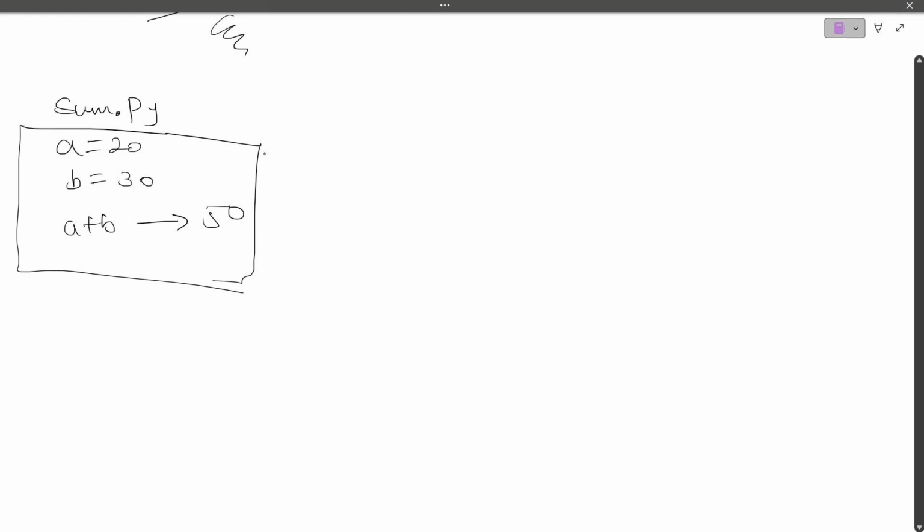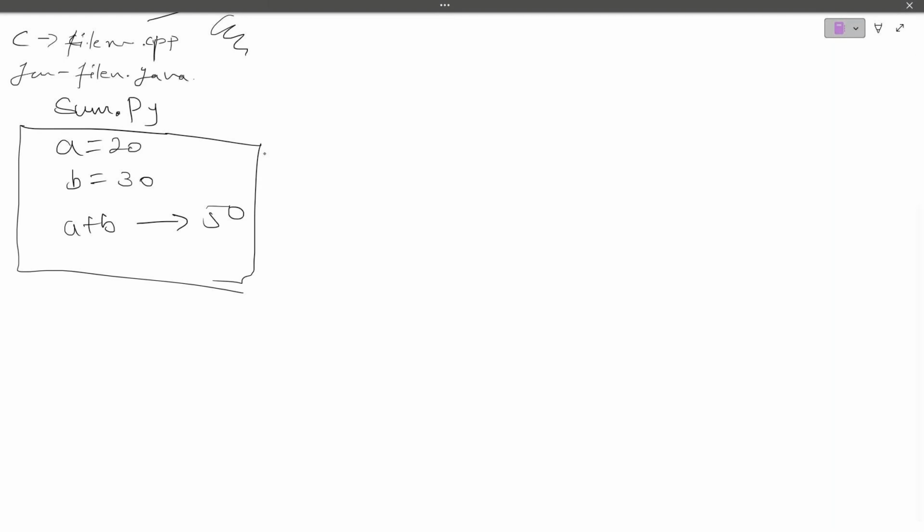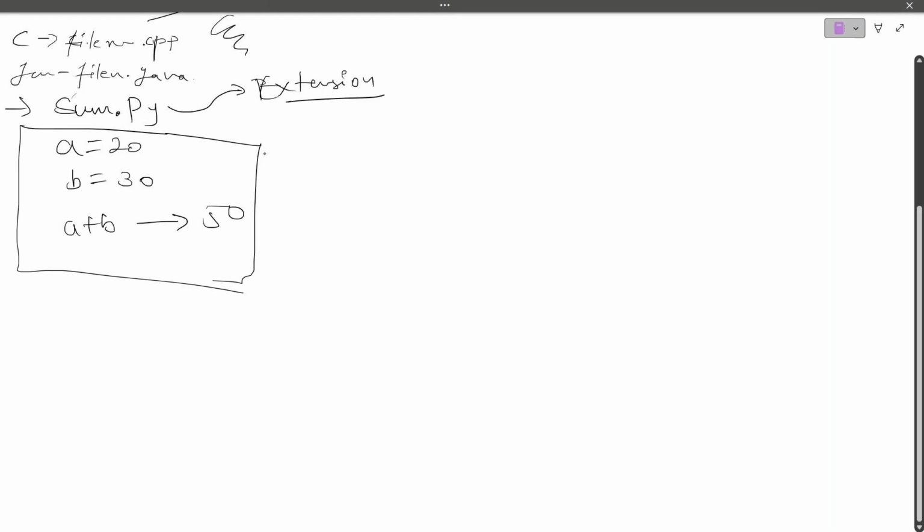Whenever you are writing a code, in C programming, the extension would be file name dot cpp. In Java you write file name dot java. In Python similarly you give the file name dot py. So py is nothing but the Python extension.